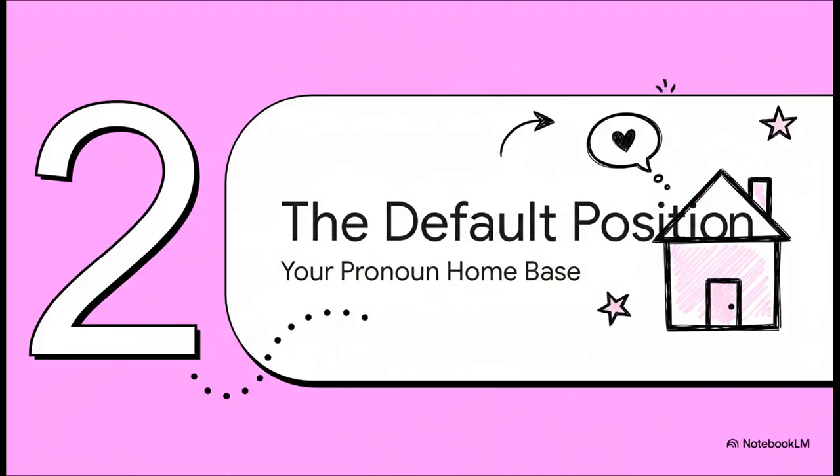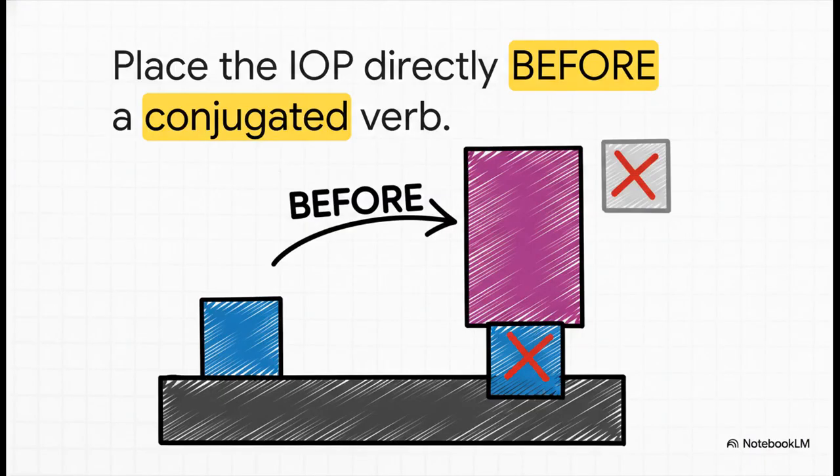All right, let's jump into our first and honestly most important rule. You can think of this as the pronoun's home base. It's the spot where it's going to be most of the time. And here it is, rule number 1. In a simple sentence with one main verb that's been conjugated, the pronoun goes directly before it. Not after, not attached, not somewhere else, right before. This is your foundation for everything else.